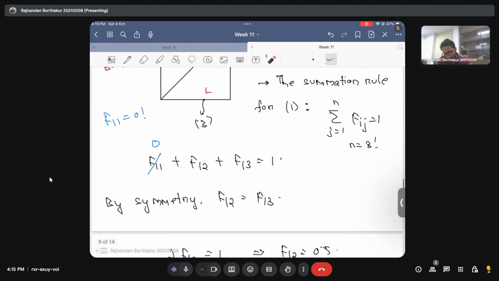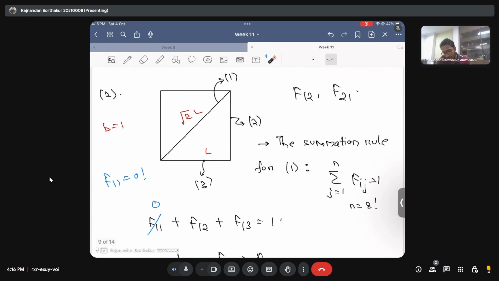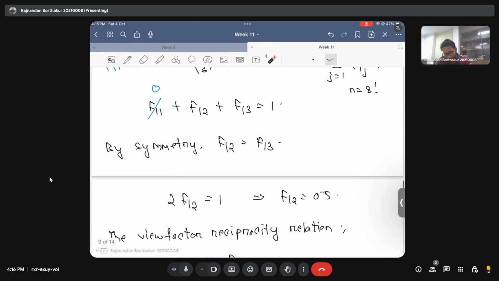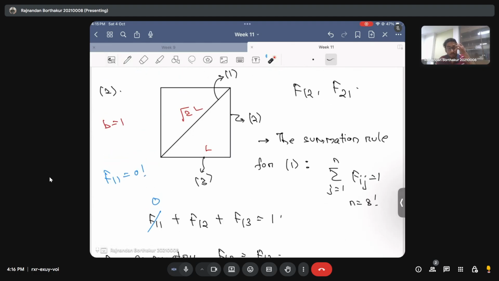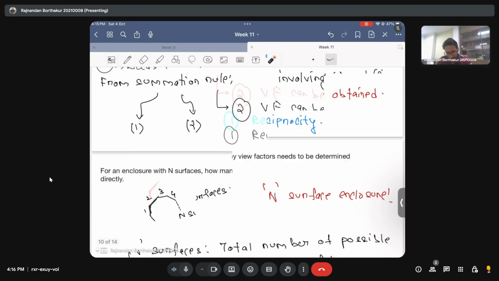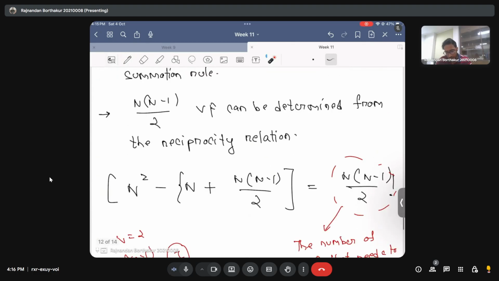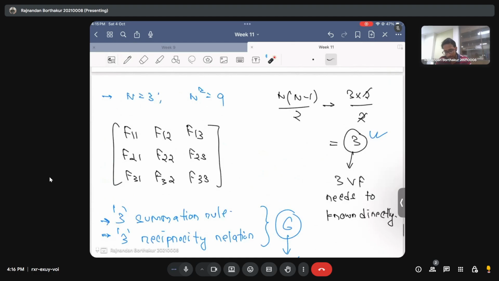Okay, I said that f11 equals 0 from the fact that, by inspection, no radiation from 1 can strike 1 itself. And I said that f12 and f13, either of these two is obtained from the symmetry argument. And similarly, one more view factor you basically need to know a priori, is what this view factor matrix and the argument which we have put forward suggest to us.